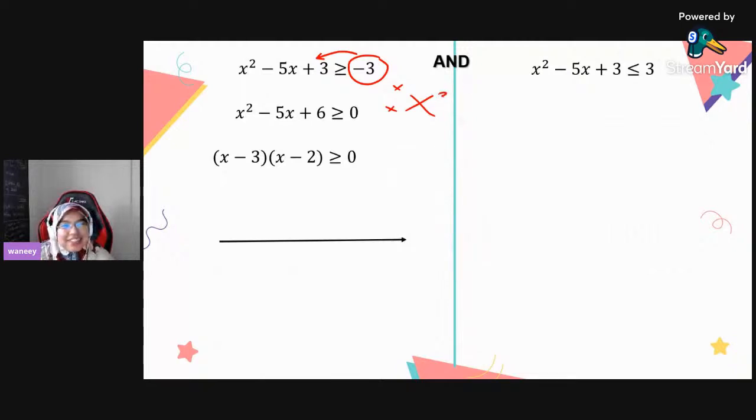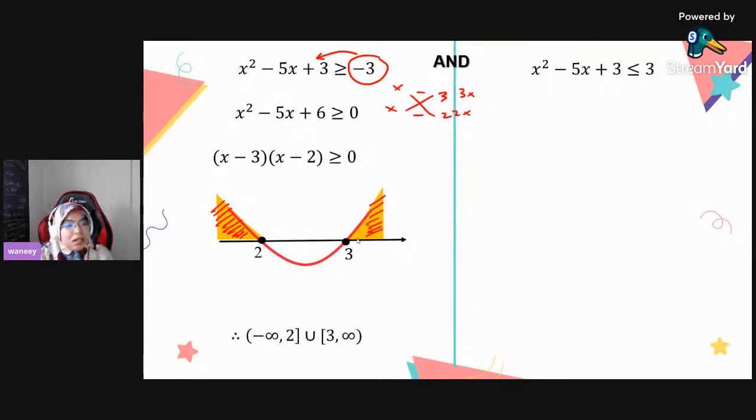Okay, 3, 2. Okay, 3x, 2x. Negatif, negatif. Okay. So x minus 3, x minus 2 greater than or equal to 0. Draw the smile shape. Don't forget the number as well, 2, 3, and then you want them to be greater than or equal to 0. So it should be above the x-axis. Above the x-axis. So you will have two answers over here. Negative infinity up until 2, union with 3 up until infinity.